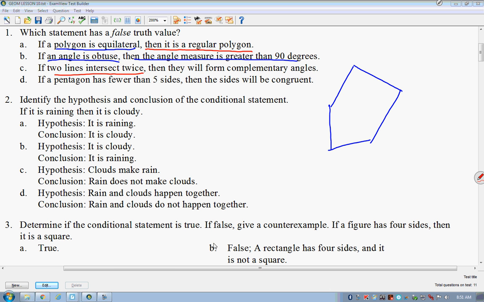Then they'll form complementary angles. Well, I'm false there essentially. But as soon as I wound up with red on the hypothesis side, it wasn't going to work. If a pentagon has fewer than 5 sides, is that true? No, because by definition, a pentagon has 5 sides. It can't have fewer than 5 sides. So if we're looking for true then false, only A will work.